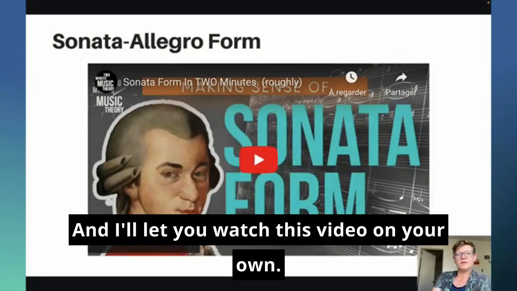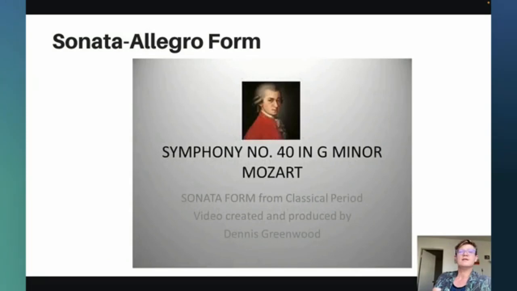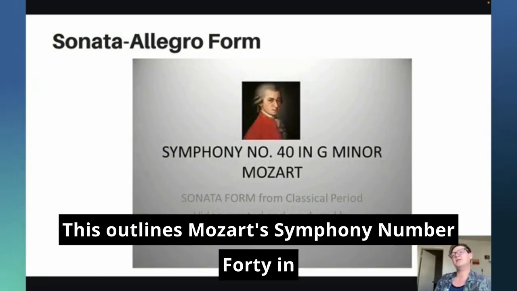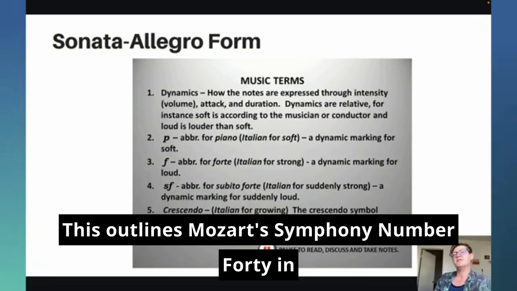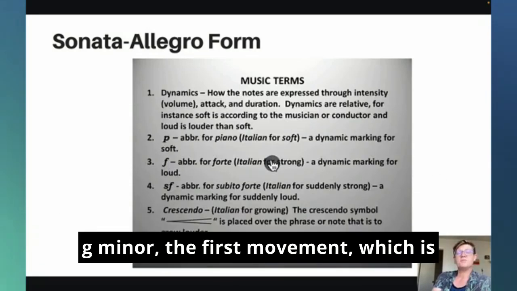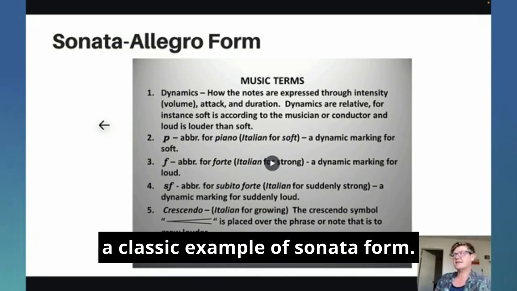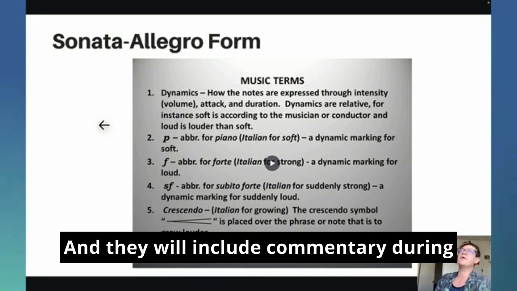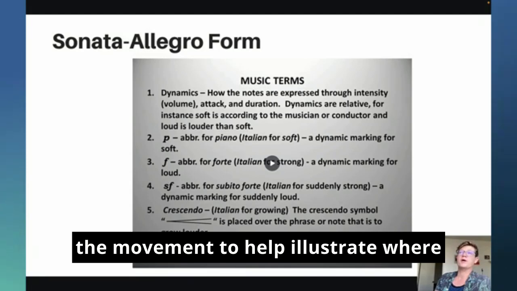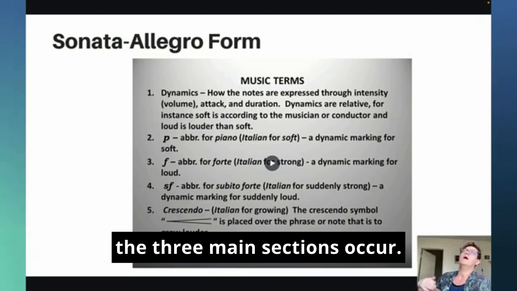And I'll let you watch this video on your own. Same with this. This outlines Mozart's Symphony Number 4 in G minor, the first movement, which is a classic example of sonata form, and they will include commentary during the movement to help illustrate where the three main sections occur.